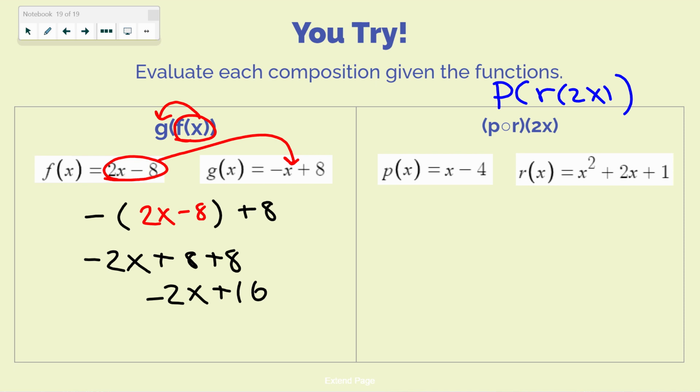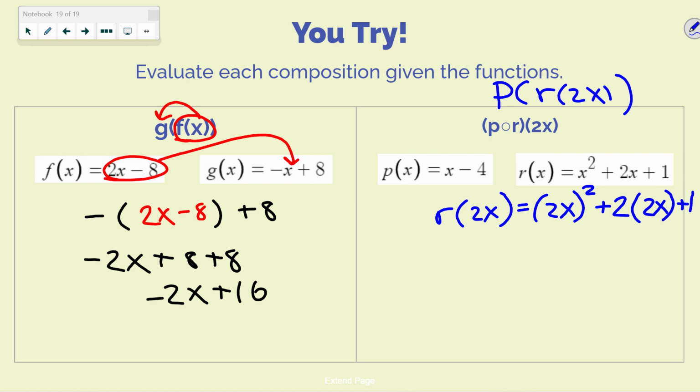So going from your inside out, meaning R of 2x is what you want to do first. So go to your R function, here it is, and instead of x, I'm going to replace it with 2x. And every time I replace, what should I put around my value? Great job. So if you do that, you'll be good to go. So think about instead of x, it's going to become 2x. I'm going to square that. And then instead of x, once again, it's now 2x, and I'm going to add 1.